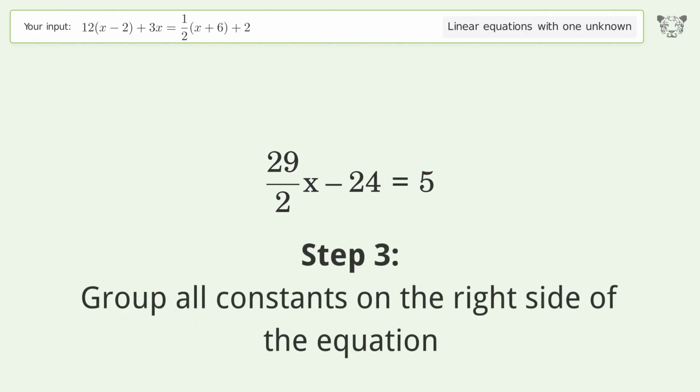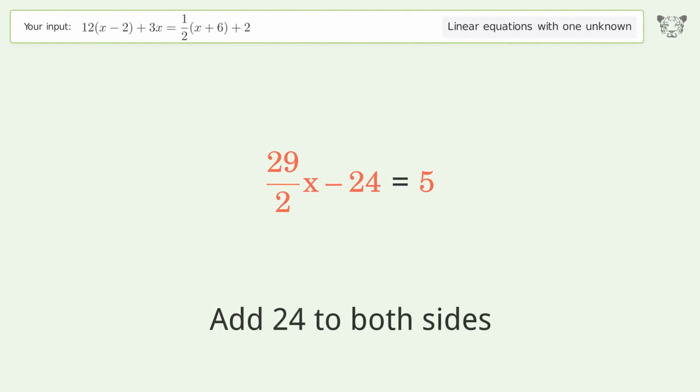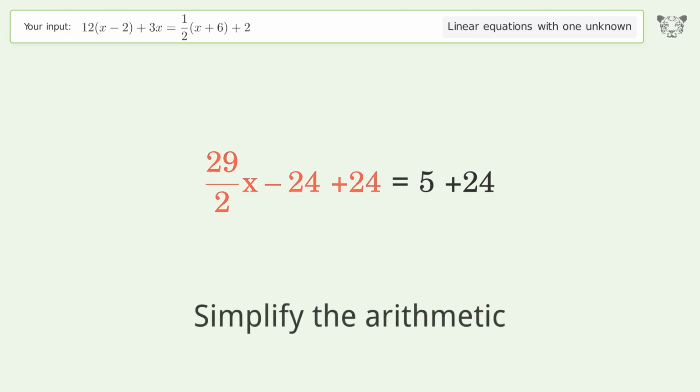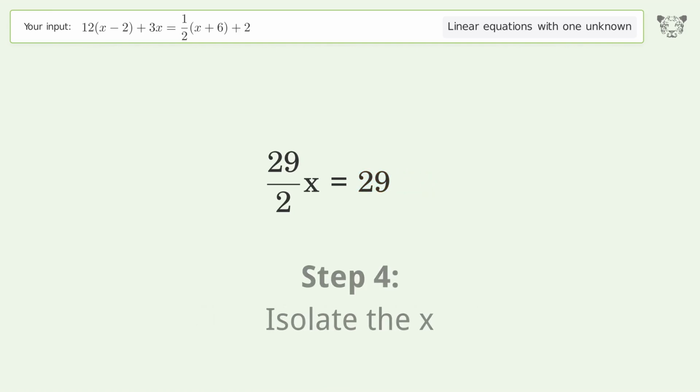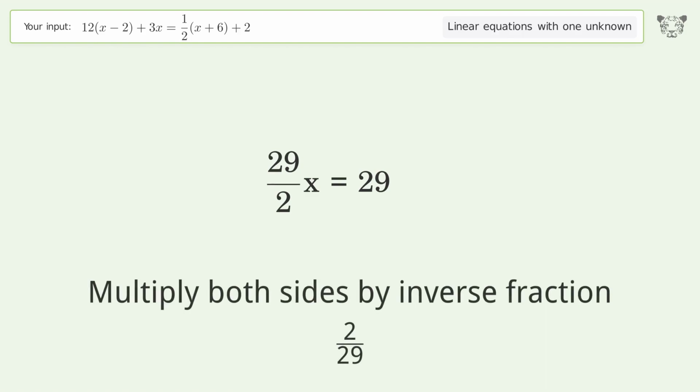Group all constants on the right side of the equation. Add 24 to both sides. Simplify the arithmetic. Isolate the x. Multiply both sides by inverse fraction 2 over 29.